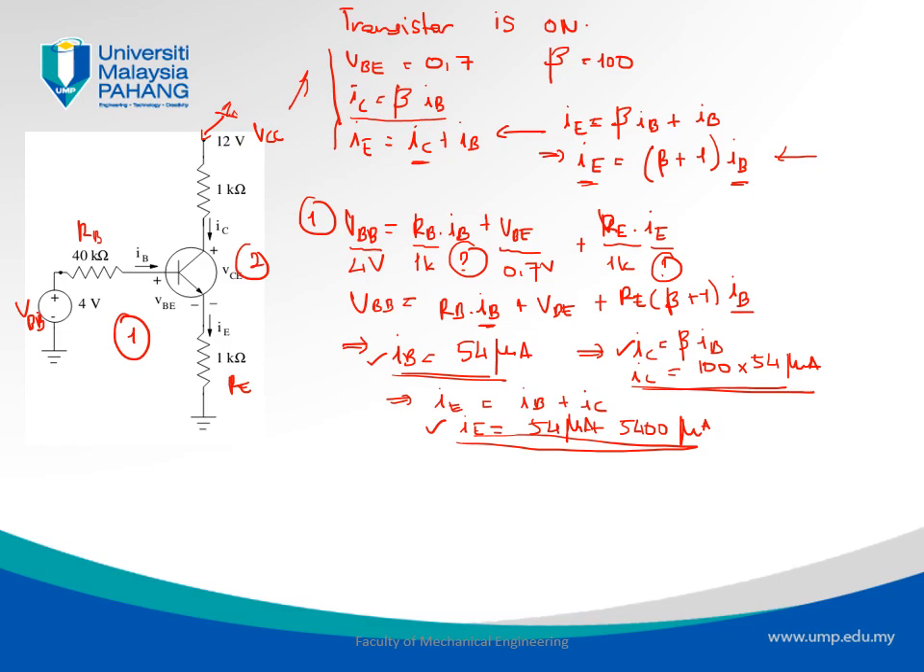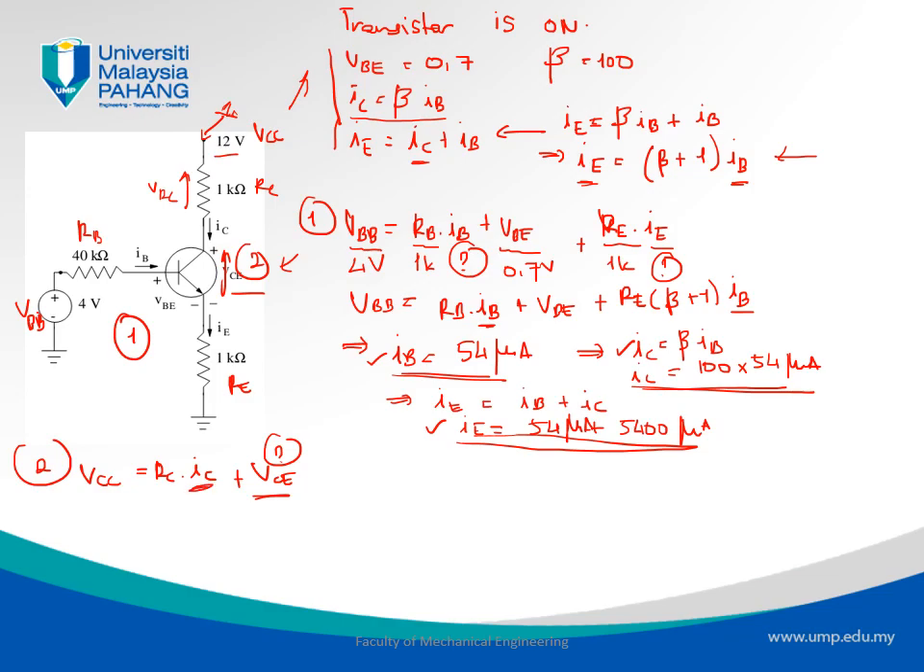So what's the other thing that we don't know? The other thing that we would like to know is basically VCE. So where do we find VCE? It's in the second loop, in this one. So in the second loop, we can write VCC, this 12 volts, equals VRC, the voltage across RC, which is RC multiplied by IC, plus VCE, which is the parameter that we're looking for, that we don't know.